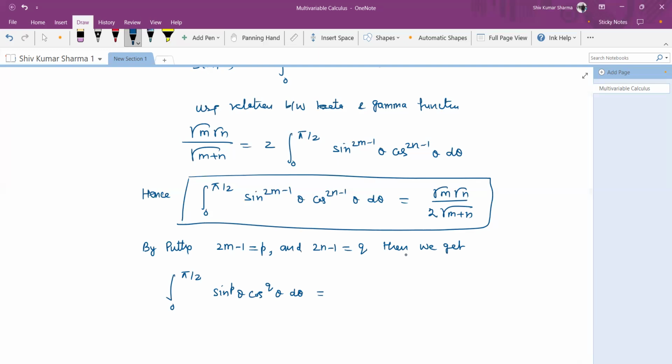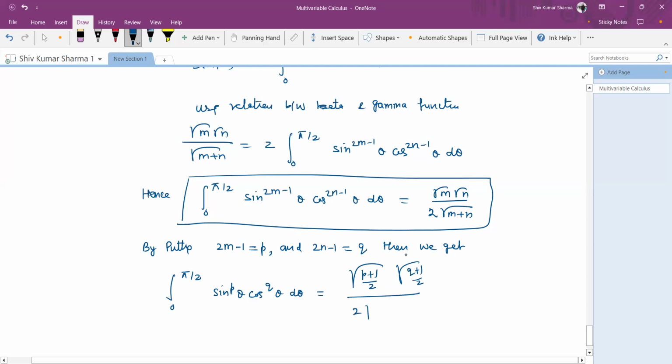when we put 2m minus 1 is equal to p, what is the value of m here? The value of m here is p plus 1 by 2. So we can write the RHS as gamma p plus 1 by 2. And what is the value of n here? The value of n is q plus 1 by 2. So gamma q plus 1 by 2 upon 2 gamma p plus 1 by 2 plus q plus 1 by 2.